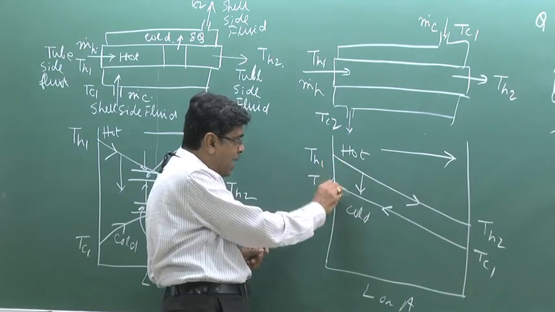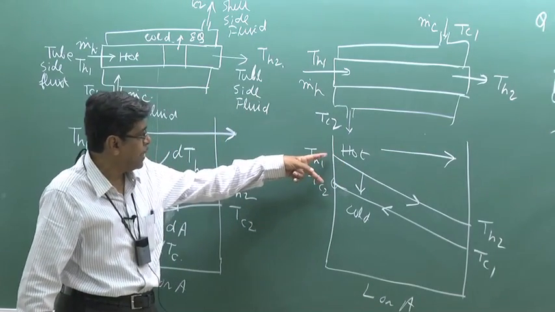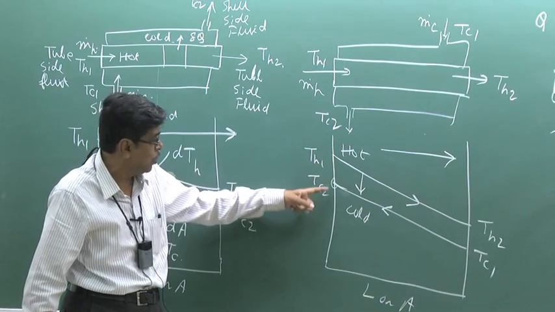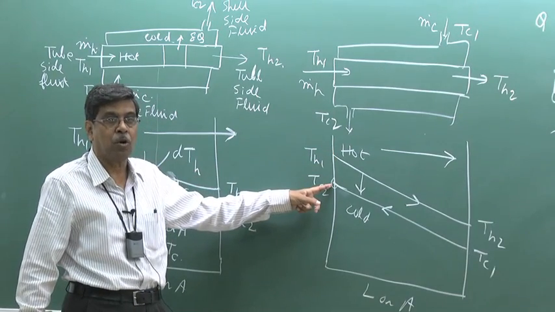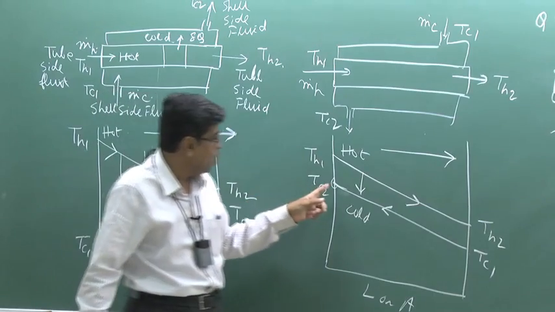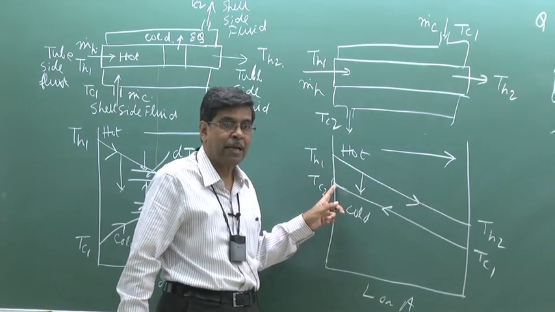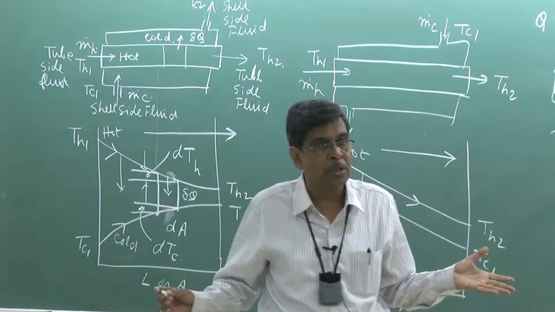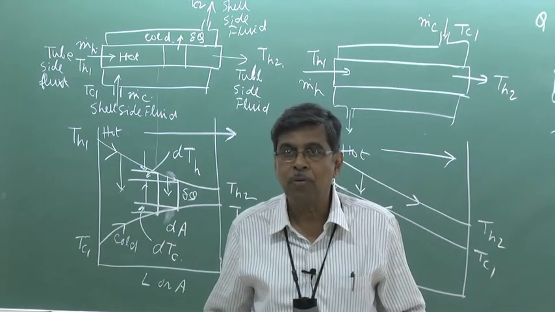That means at this end of the heat exchanger, the temperature differential causing the heat transfer is from the inlet temperature of the hot fluid to the outlet temperature of the cold fluid. So because they are flowing in the opposite direction, the cold fluid outlet temperature may be more than the hot fluid outlet temperature, which is not the case for the parallel flow.